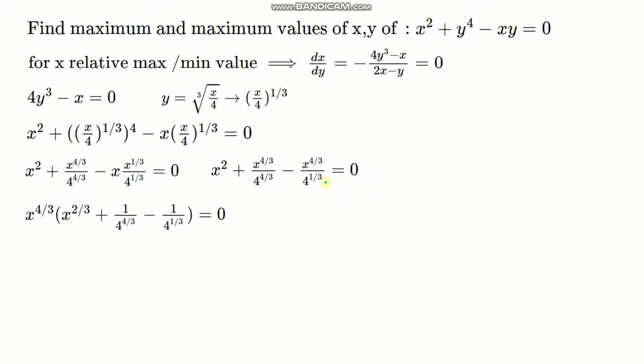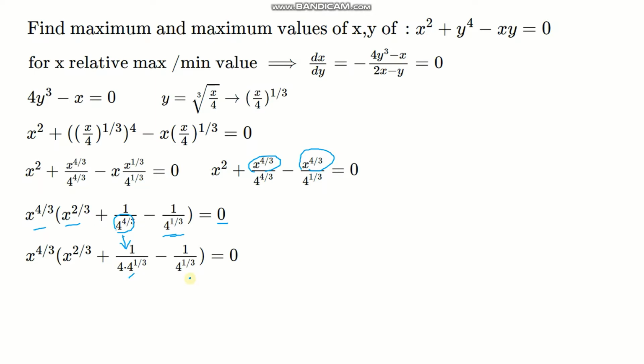We can factor out x to the 4 over 3, becoming x to the 4 over 3 times (x to the 2/3 plus 1 over 4 to the 4 over 3 minus 1 over 4 to the 1/3) equals 0. 4 over 3 plus 2 over 3 is the same as 6 over 3, which equals 2. And we just factored out x to the 4 over 3, so the remaining numerators are just 1s. 4 over 3 is the same as 1 plus 1 over 3. So it's the same as 1 over 4 times 4 to the 1 over 3.